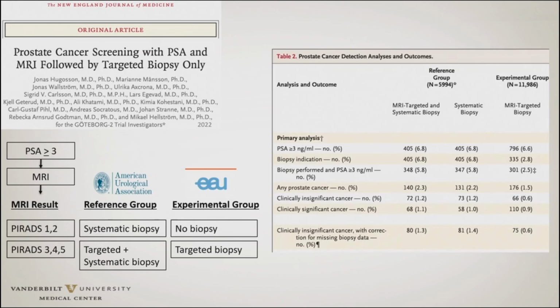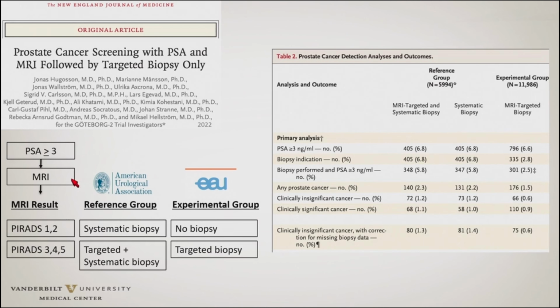So this is a study that sort of mirrors that difference between the EAU and AUA guideline. People with a PSA greater than 3 underwent MRI. They were randomized either to a reference group where they got a systematic biopsy if the MRI was negative, or targeted plus systematic if the MRI was positive. This sort of mirrors the AUA guideline. And then the other group got no biopsy if the MRI was negative, and targeted only if the MRI was positive. And what did they find?